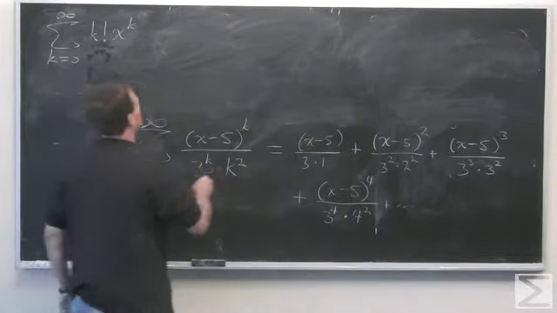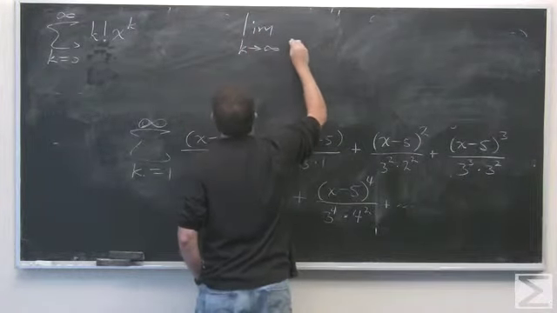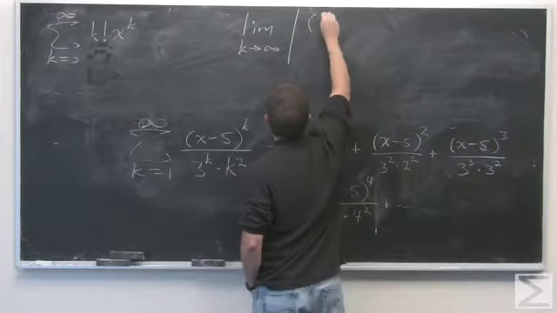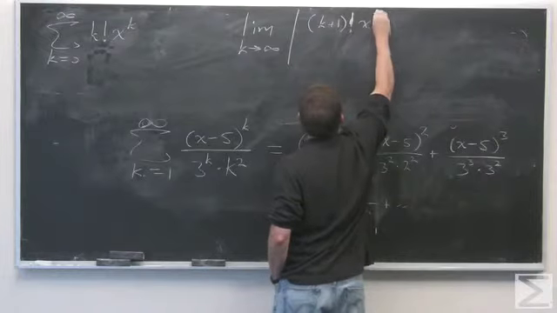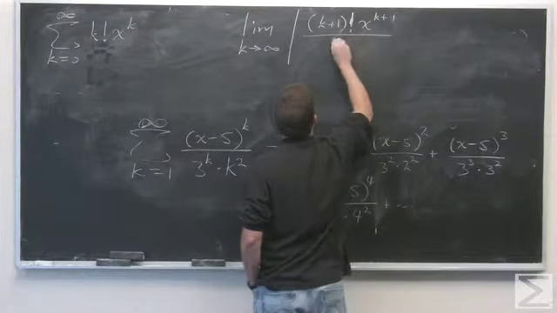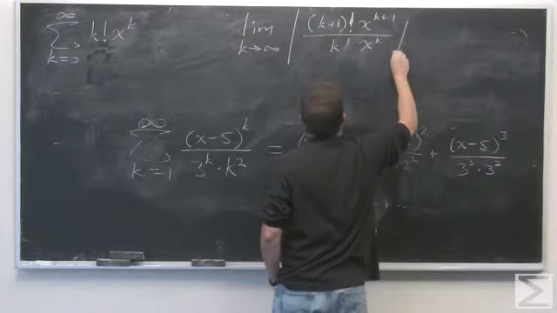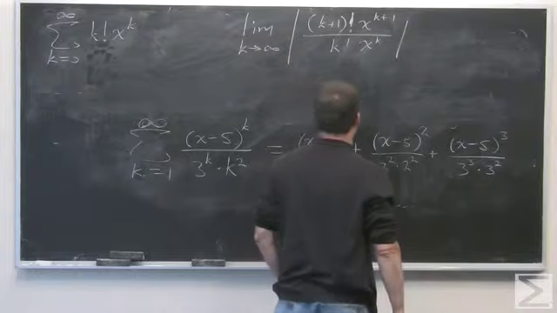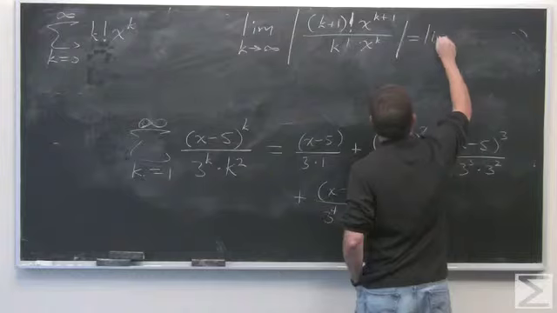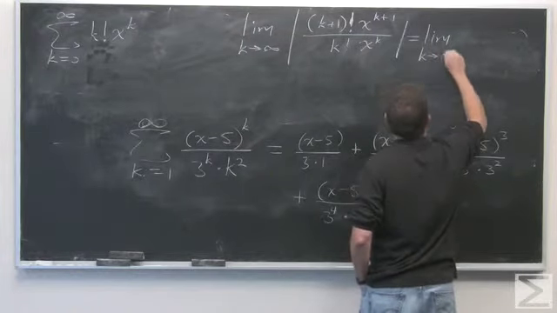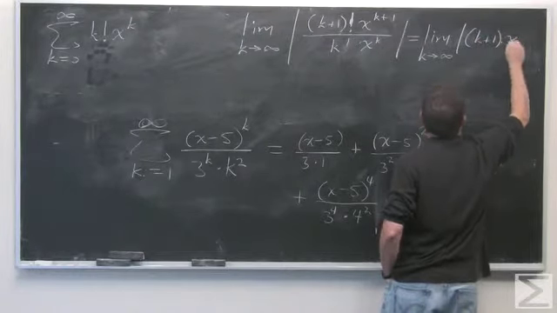But you can use the ratio test. So you take a look at the limit as k goes to infinity of the k plus first term, which is k plus 1 factorial, x to the k plus 1, over k factorial times x to the k. X to the k plus 1 divided by x to the k is x. K plus 1 factorial divided by k factorial is k plus 1. This is the limit as k approaches infinity of the absolute value of k plus 1 times x.